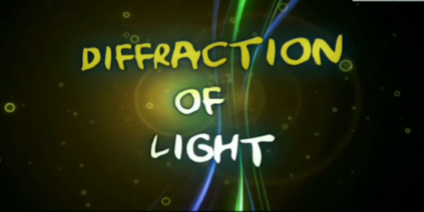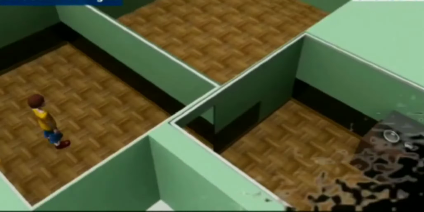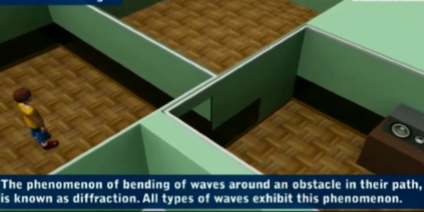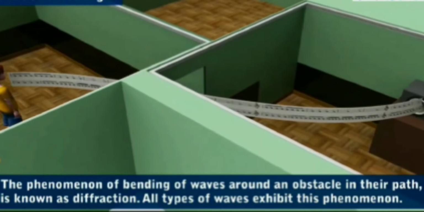Phenomena of diffraction of light. The phenomenon of bending of waves around an obstacle in their path is known as diffraction. All types of waves exhibit this phenomenon.